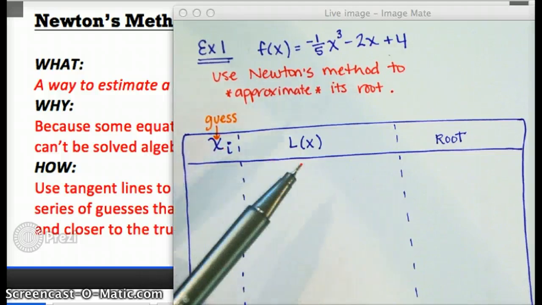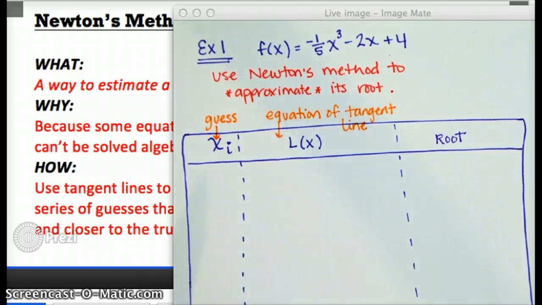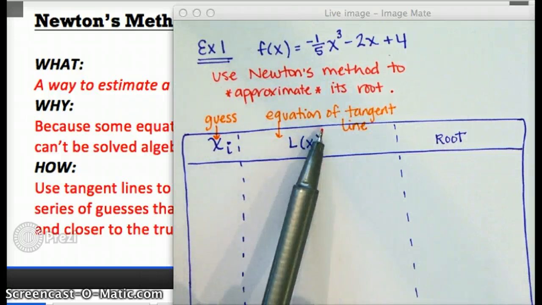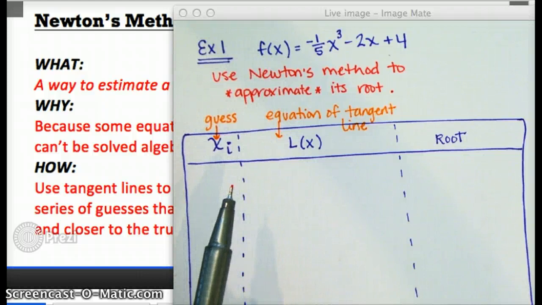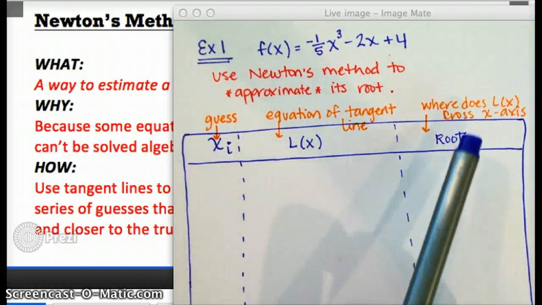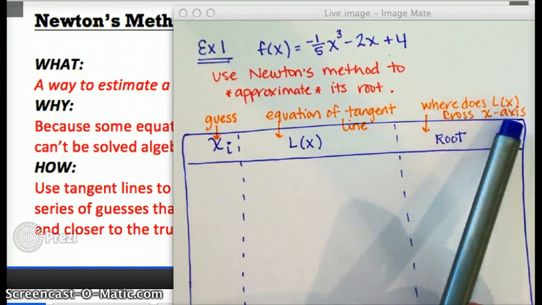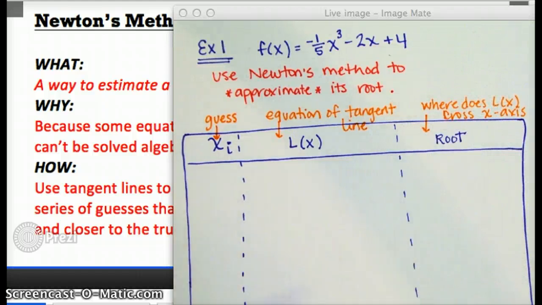And then in the second column, we're going to find the equation of a tangent line, a line tangent to the original curve at our guess. And finally, we're going to calculate where that tangent line crosses the x-axis. Where does the tangent line have a root?